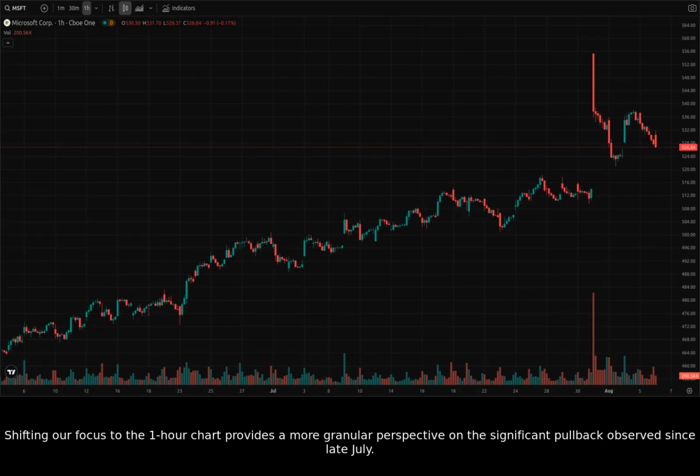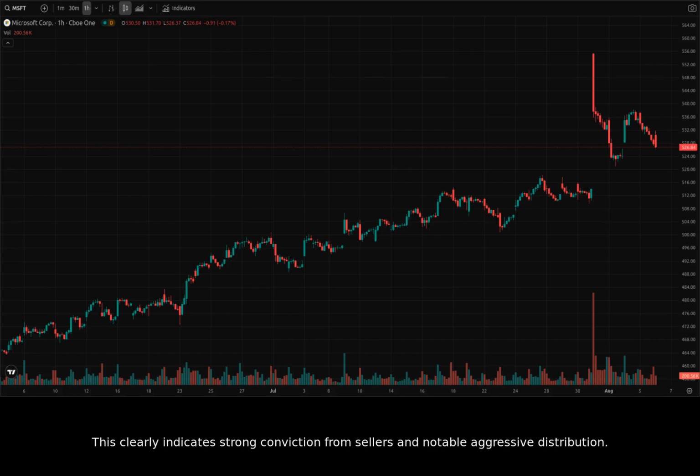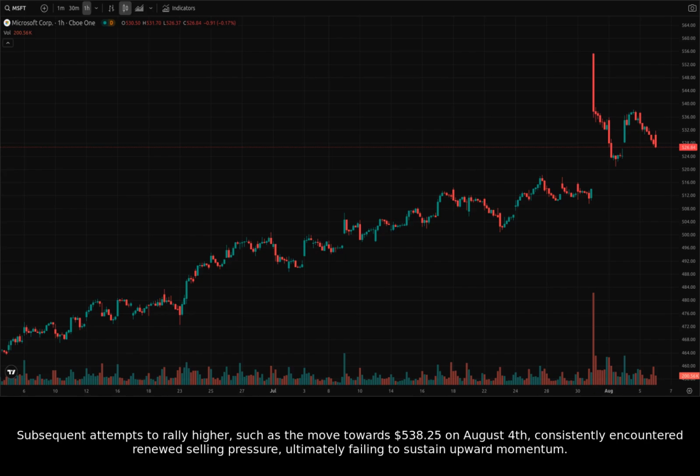Shifting our focus to the one-hour chart provides a more granular perspective on the significant pullback observed since late July. The initial drop from the $555 high was undeniably sharp and swift, characterized by large bearish candles accompanied by notably elevated selling volume. This clearly indicates strong conviction from sellers and notable aggressive distribution. We can identify several immediate support zones where price found temporary footing. Most prominently, the $520 to $524 range, specifically the low of $520.86 established on August 1st, has acted as a key pivot point, serving as a retested area of temporary relief for buyers. Subsequent attempts to rally higher, such as the move towards $538.25 on August 4th, consistently encountered renewed selling pressure, ultimately failing to sustain upward momentum.